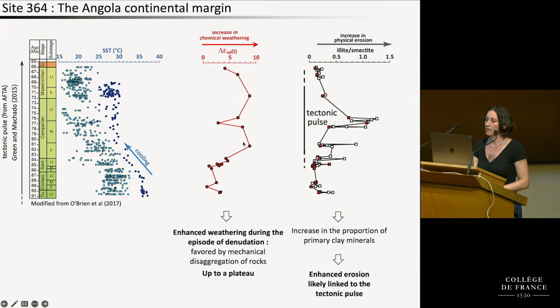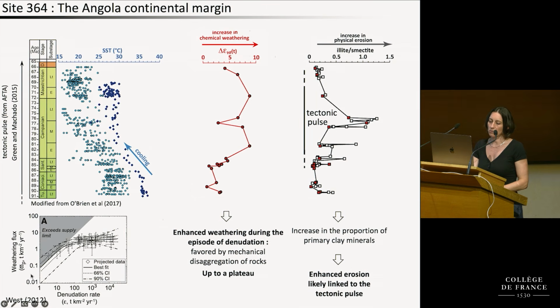And now, if I show you the capital delta epsilon hafnium, which is a proxy of chemical weathering, what we see here is an increase of this capital delta, which could be interpreted as enhanced chemical weathering during the first increase in the proportion of primary clay minerals. So this means that it is likely that this tectonic pulse would have enhanced chemical weathering at first, up probably to a plateau when the denudation could be occurring too fast to further weather the erosion products.